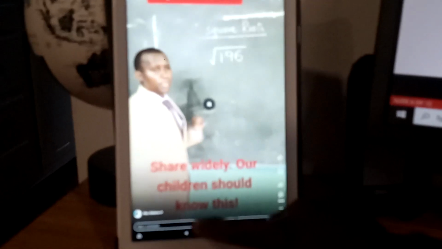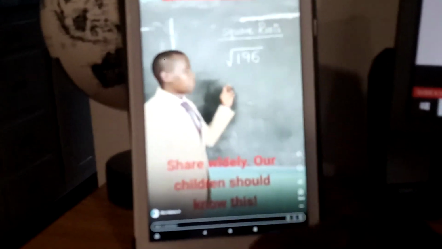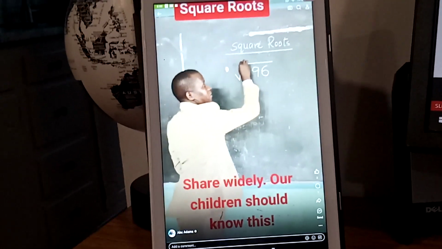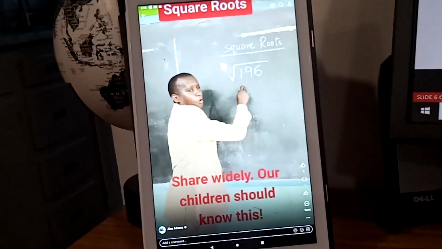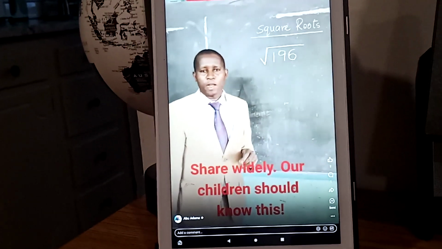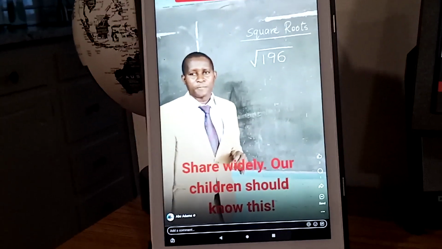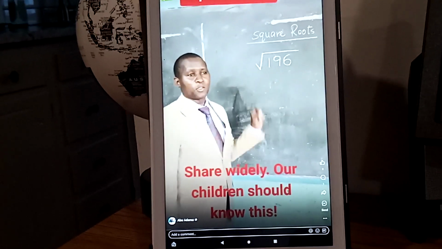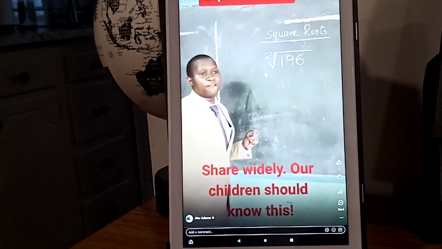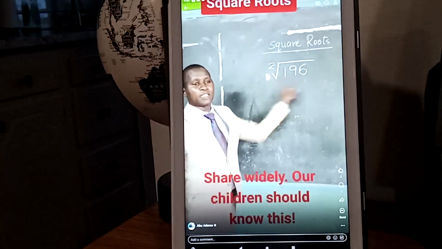Today we look at square roots. We study about square roots. This sign here means square root of 196. The square root of 196. Because we have talked about square root, it means we are to have a square of this number.